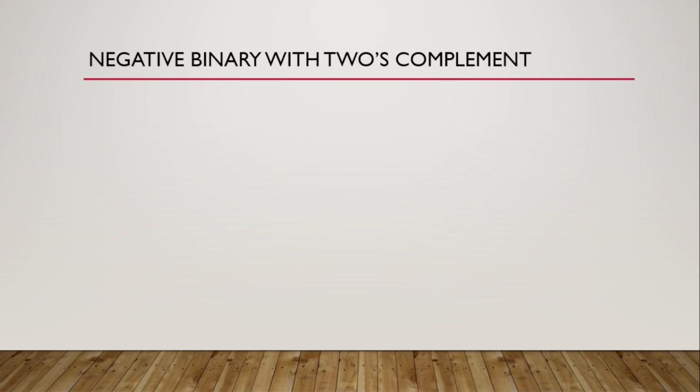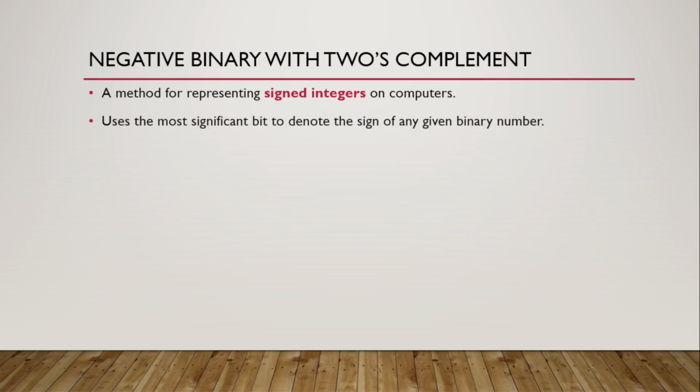How do we manipulate negative values in binary? We use a concept known as the 2's complement. It is a method for representing signed integers on computers. It uses the most significant bit to denote the sign of any given binary number. So it means that signed integers are integers that have signs, whether it's positive or negative.